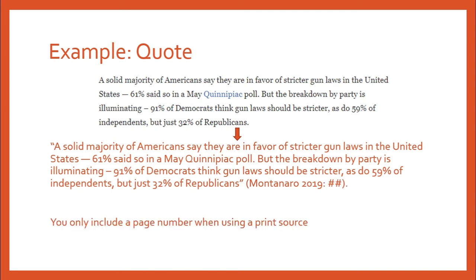But remember, this is only if you are directly quoting a print source. So when you paraphrase a print source, you do not need page numbers. When you directly quote a print source, you do need page numbers. But always, no matter what, at the very least, you need the author's name and the year that the work was published.